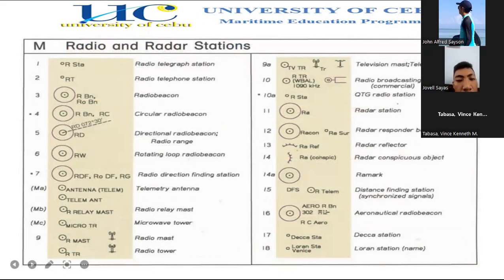So the radio and radar stations. One is radio telegraph station, two radio telephone station, three radio beacon, four circular radio beacon, five directional radio beacon, radio range. 6A rotating loop radiation beacon, seven radio direction finding station.